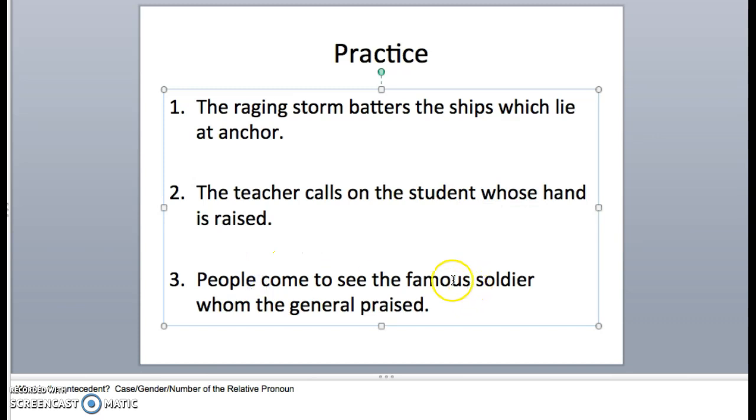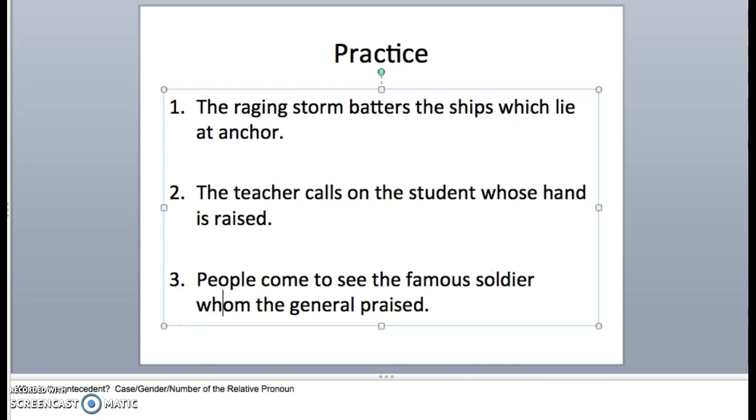And number 3, whom the general praises. Whom is referring to soldier, which is masculine and singular. So we know that whom is going to be masculine, singular. We are in the qui column of the relative pronoun. And it is accusative. In the relative clause, whom the general praises, it's receiving the action of praising done by the general. So we know it's the accusative direct object in the relative clause. So we can say it's accusative, masculine, singular.